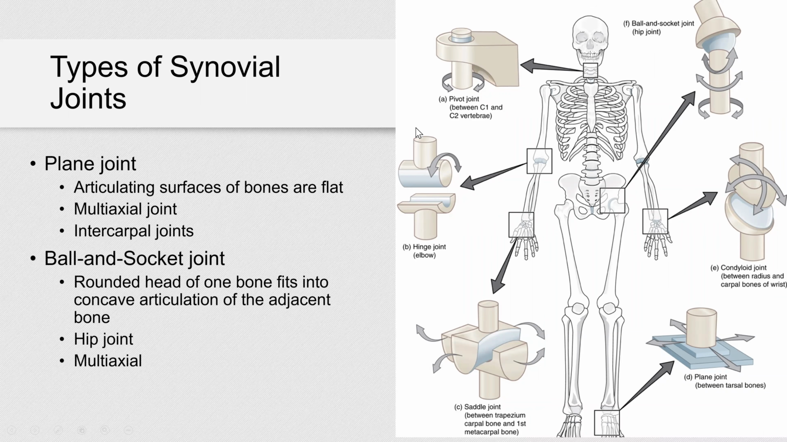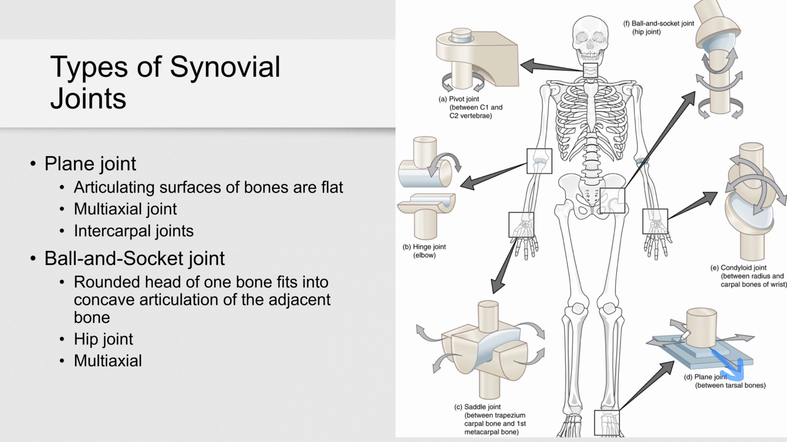Plain joint, shown right here. The articulating surfaces of bones are flat. This joint doesn't really allow very drastic movement, but it's still a multi-axial joint. In some textbooks, it says non-axial. I'm wondering how it can be non-axial if there is a movement. If there is movement, there is movement along some axis all the time. That's how I feel about it. So multi-axial sounds way more appropriate.